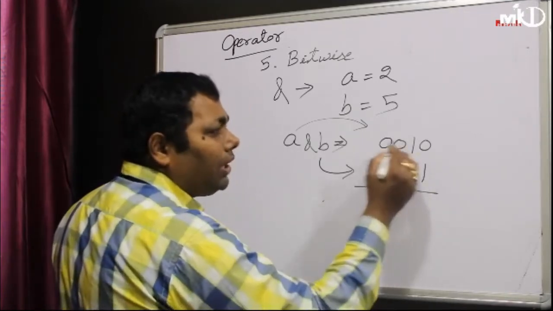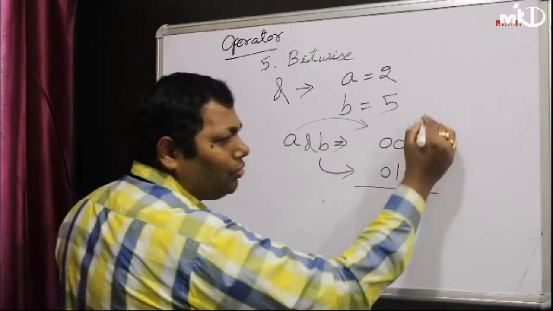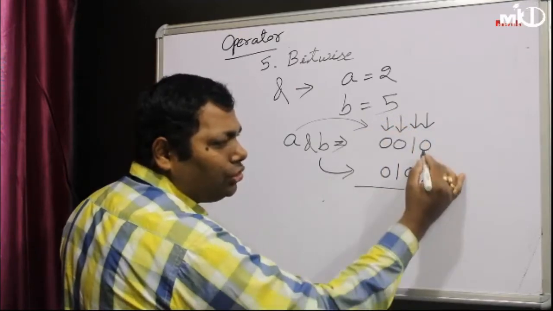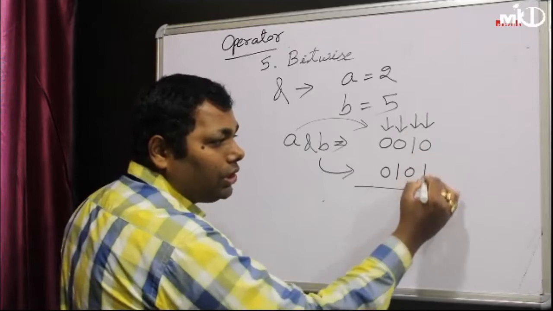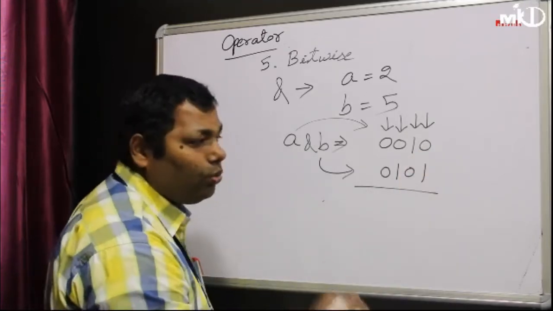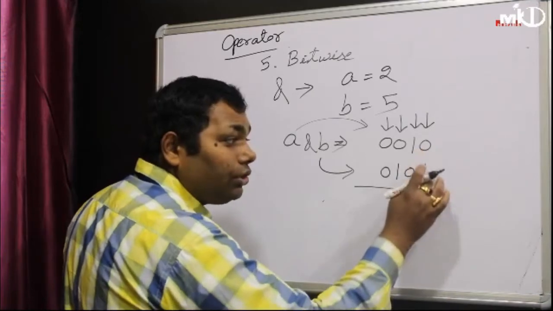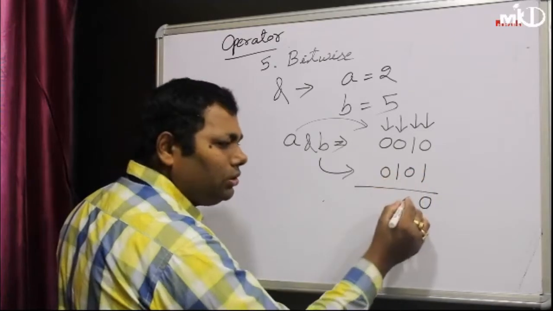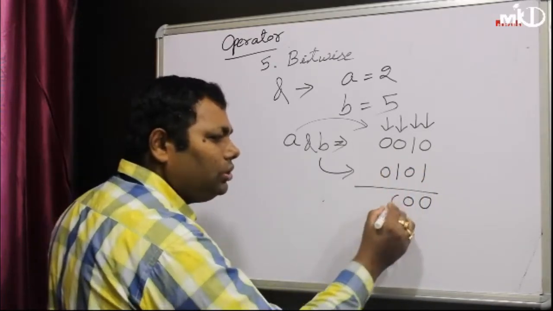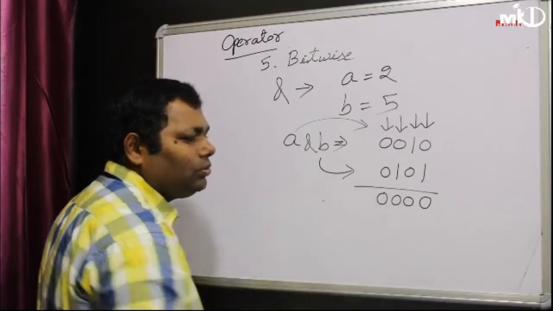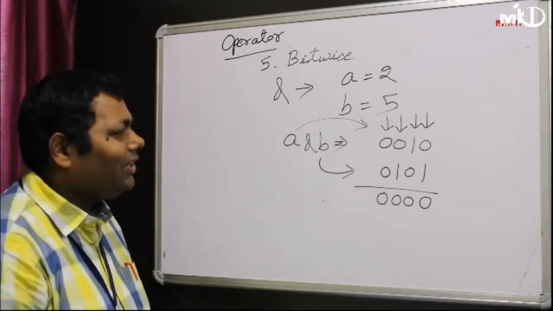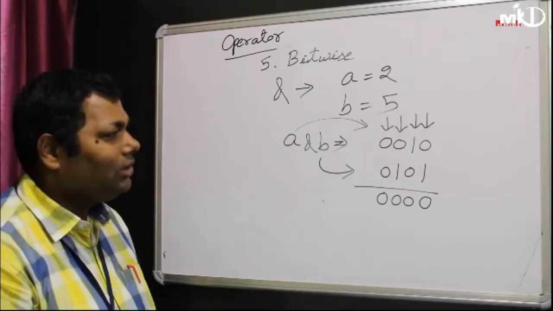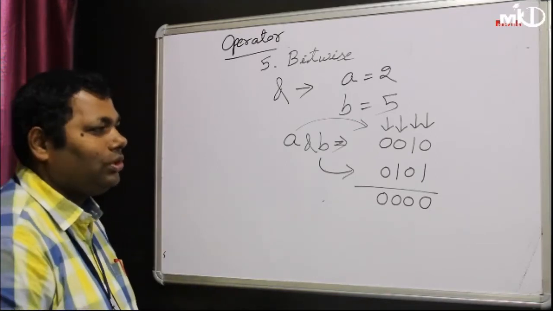Now apply the AND logic gate to each individual bit. First 0 and 1. 0 means false, 1 means true. False and true returns false. So it is 0, 1 0 is 0, 0 1 is 0, 0 0 is 0. Okay. Now A and B means the value 0. Clear? Let us take another example.